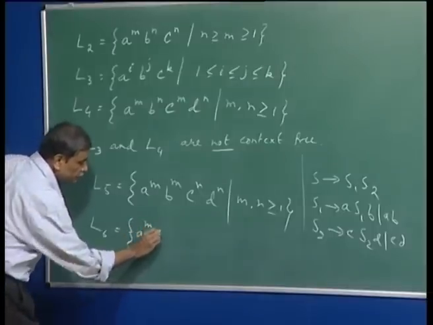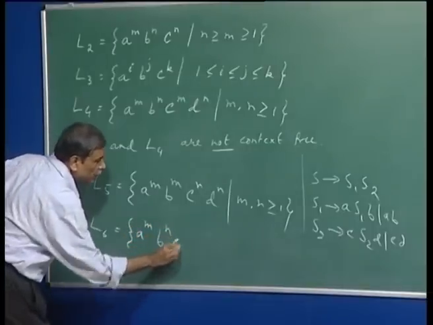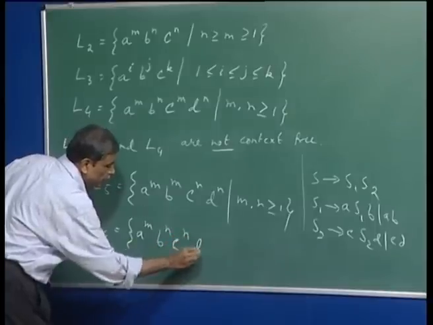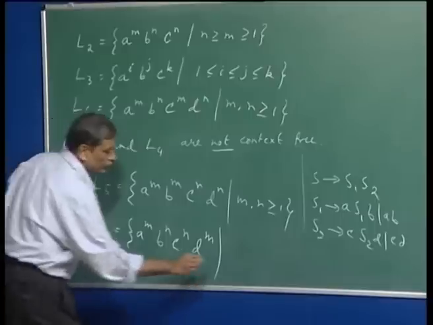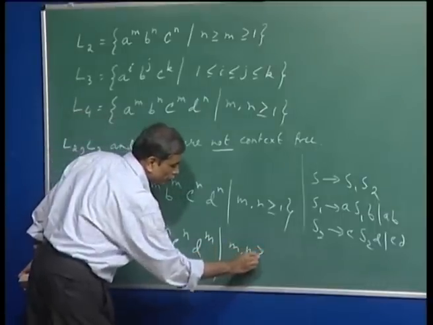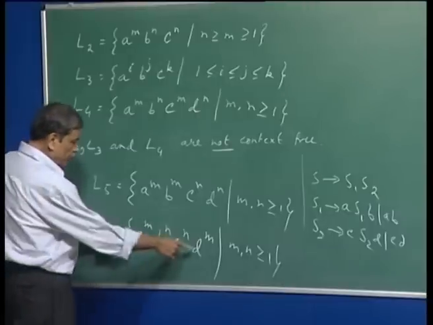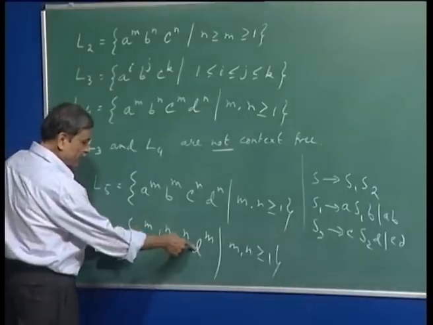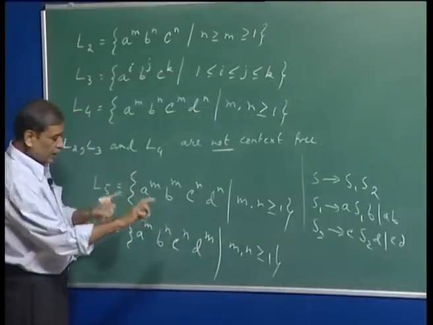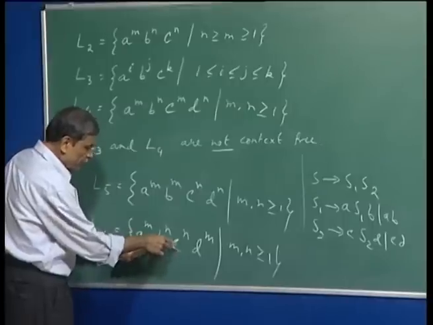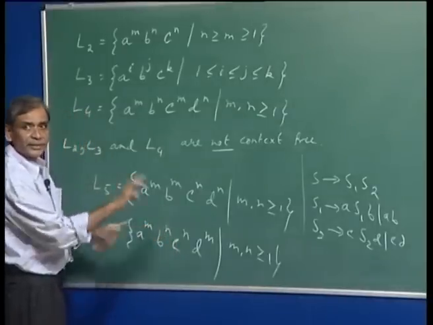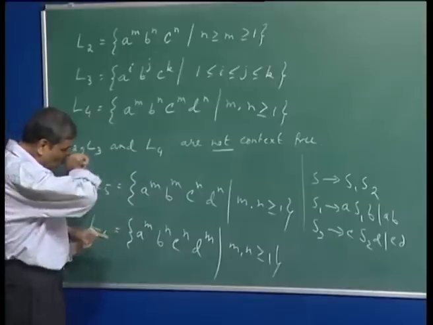A^M B^N C^N D^M. Right. Here I need to keep track of correspondence between A's and D's separately from the correspondence between B's and C's. This is something we can handle so long.